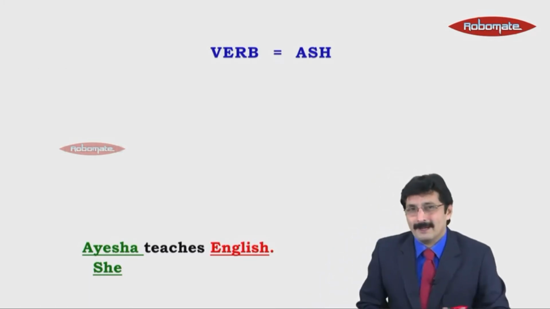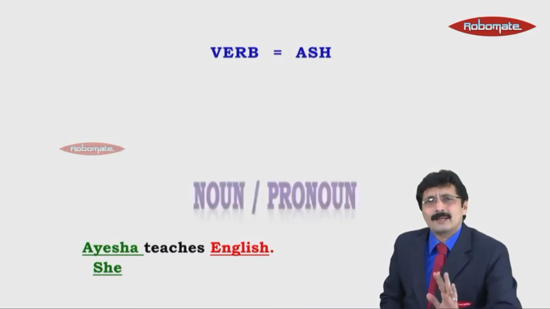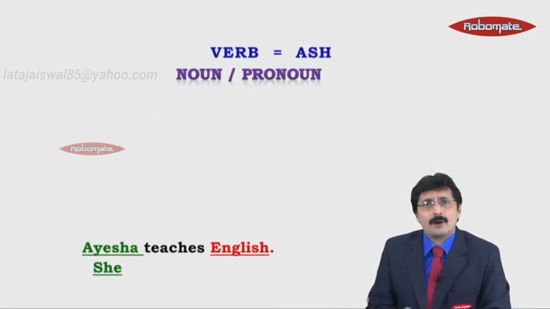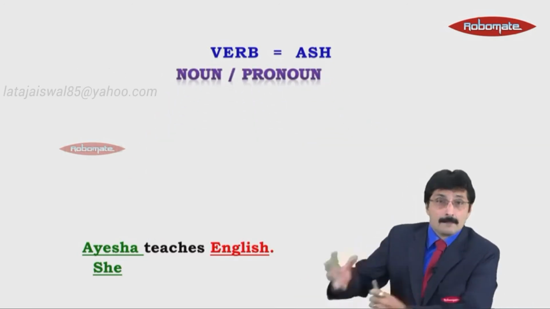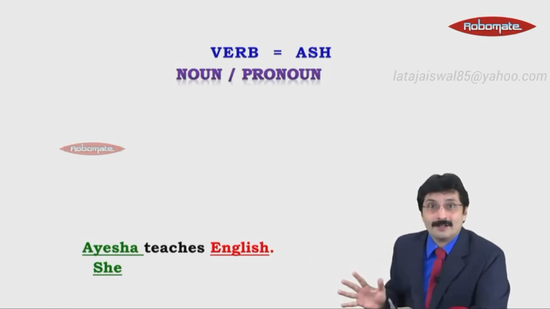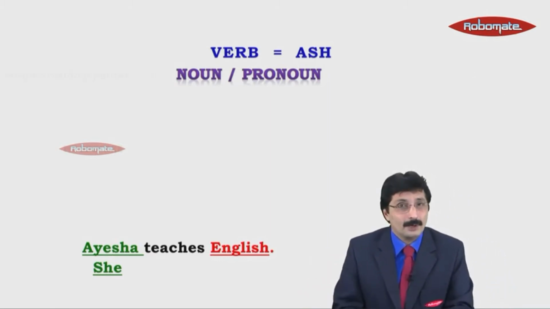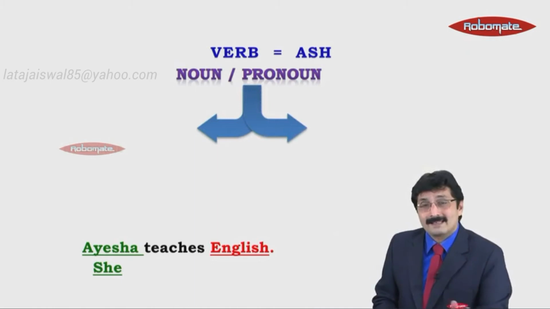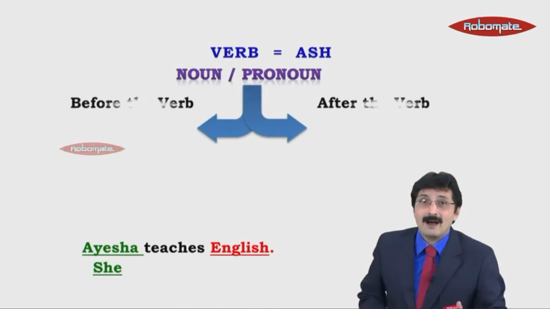Agreed? Okay. In any sentence, as you can see, the noun or the pronoun, my dear friends, is either before the verb or after the verb. It is never on the verb. Impossible. So, noun or the pronoun is either before the verb or after the verb.